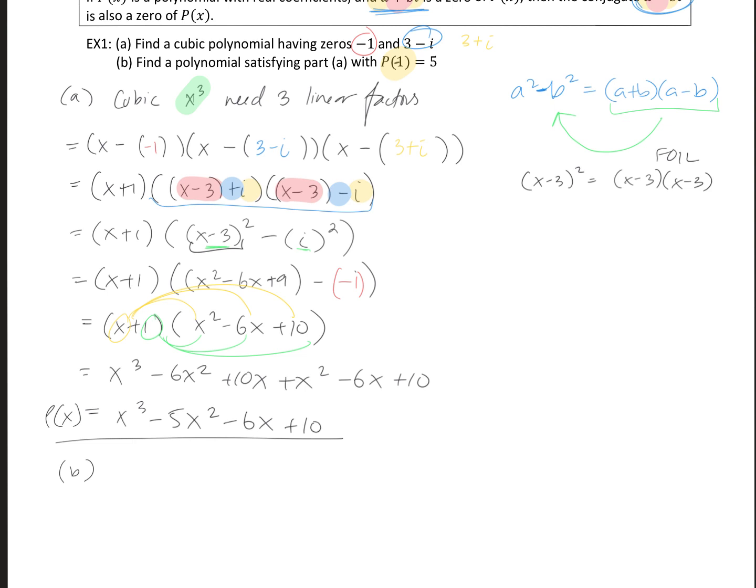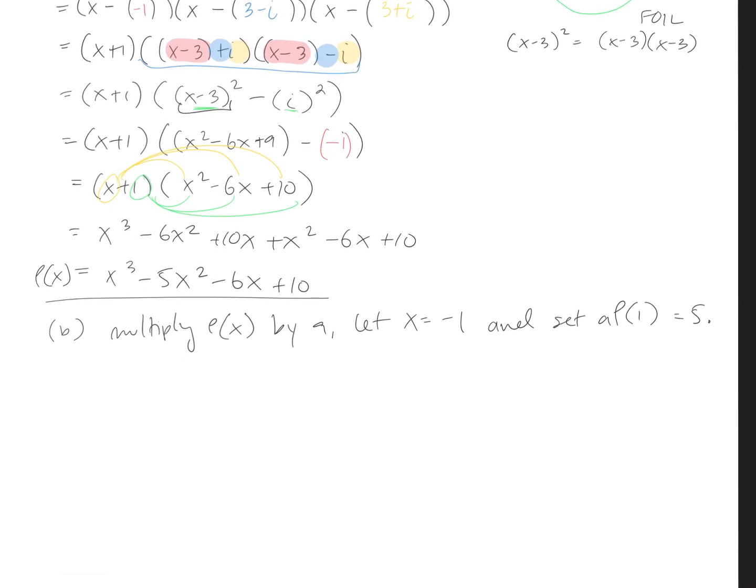And we're going to use the polynomial here. To do that, we're going to multiply our polynomial by a random variable a. So multiply p of x by a. Then we're going to let x equal -1 because that's what we're trying to input over here, and set a times p of -1 equal to 5. So let's go ahead and do that. Multiply a to my function, and then it's going to be my x cubed. But again, we're inputting -1. Oh, that should have been a -1.